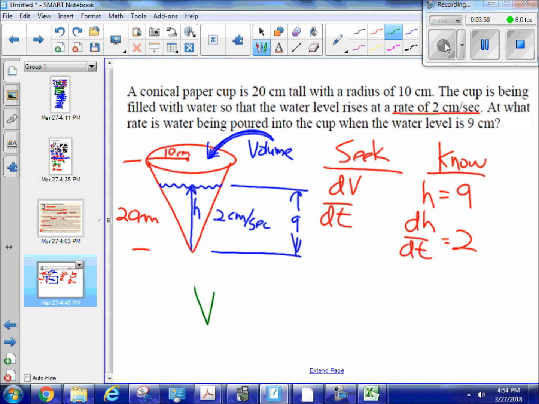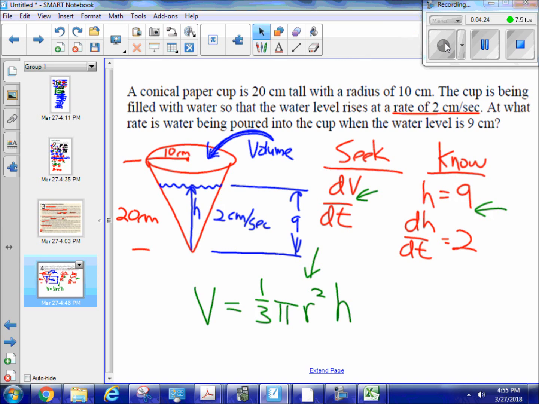So I know that the volume of a cone is equal to 1/3 pi r squared h. And I can see right now that I have a little bit of a problem, because I am seeking V. I know h. I don't know anything about r yet. So let's go back and look at our picture and see if we know anything about r. Well, in fact, I think we do know a little bit about r.